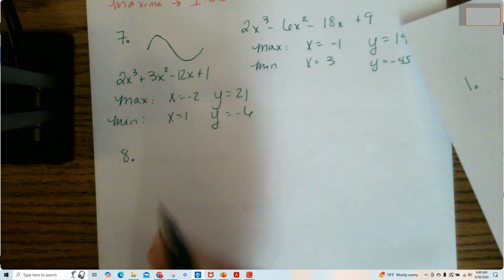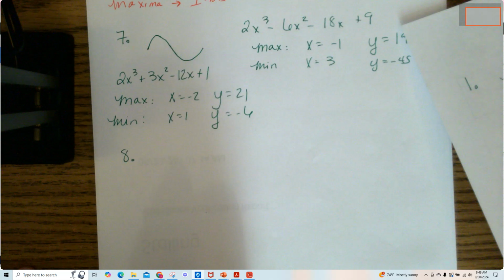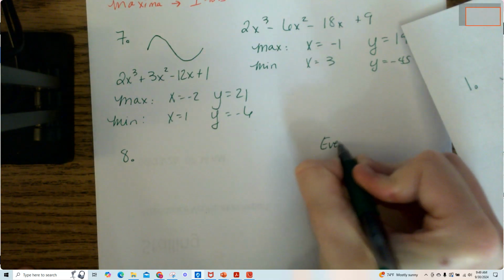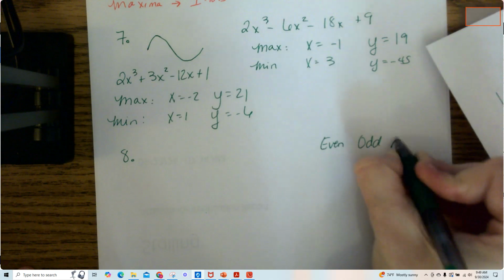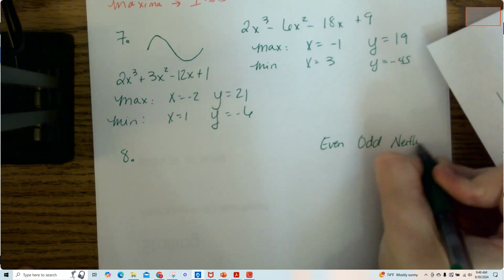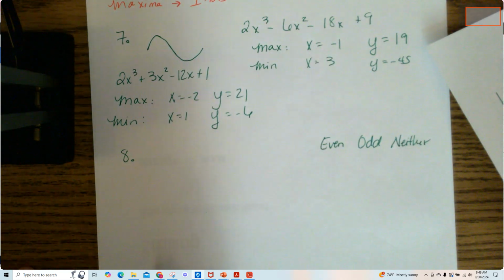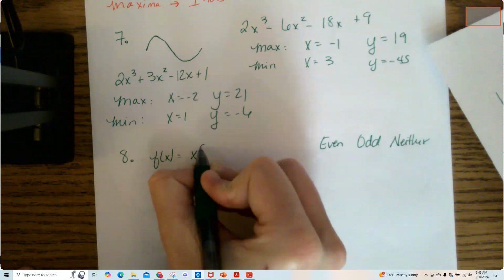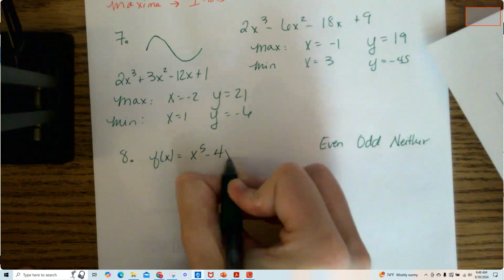All right, number 8. Determine whether the function is even, odd, or neither. Then determine whether the function's graph is symmetric with respect to the y-axis, the origin, or neither. Okay, so give me your function, Peyton. F of x equals x to the 5th minus 4x.